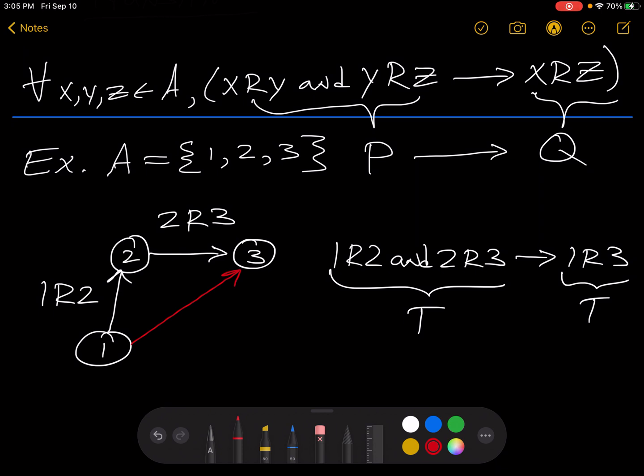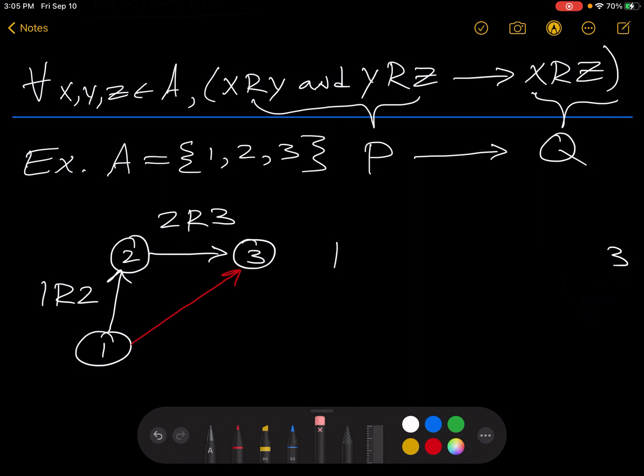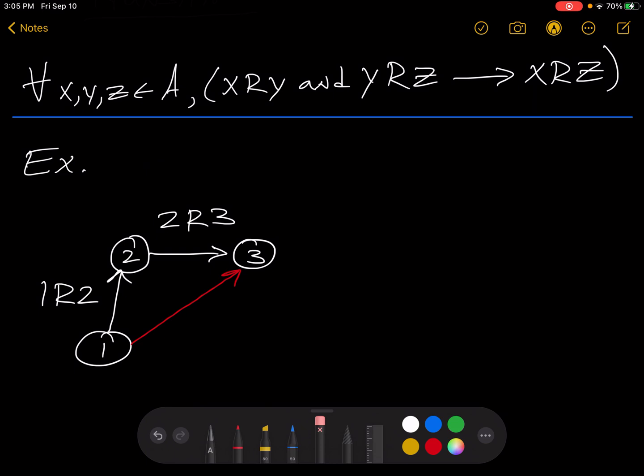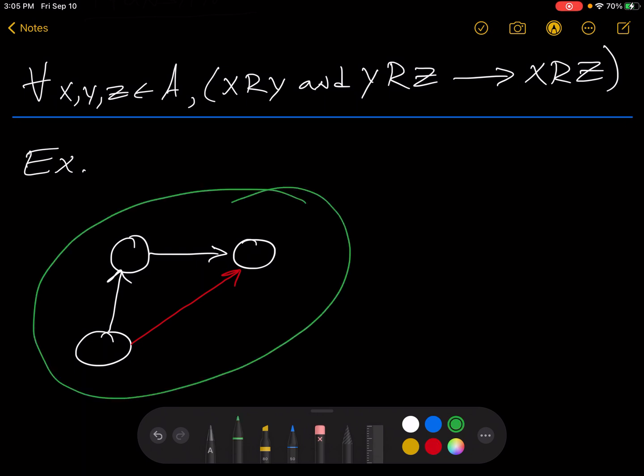Now, this graph represents a relation that is transitive. And this general structure right here is a good structure to keep in mind. Whenever you have in a graph something like this, for it to be transitive, you need this red edge there.